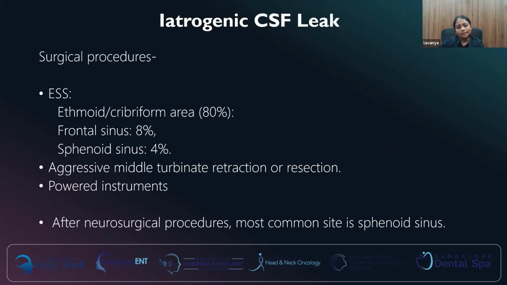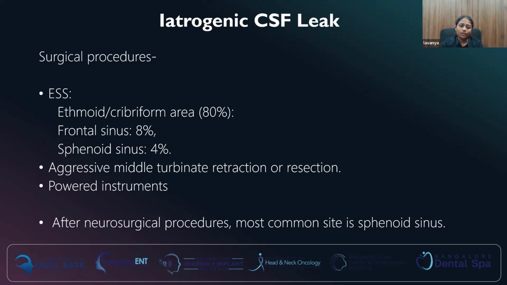So in recent times, iatrogenic CSF leak is catching up with the traumatic CSF leak percentages. Some of the common procedures that we saw were neurosurgical procedures and rhinological procedures. Whenever we are doing endoscopic sinus surgeries, in 80% of the cases it is the cribriform ethmoid area that gets injured. The frontal sinus and the sphenoid sinus are an extreme minority.